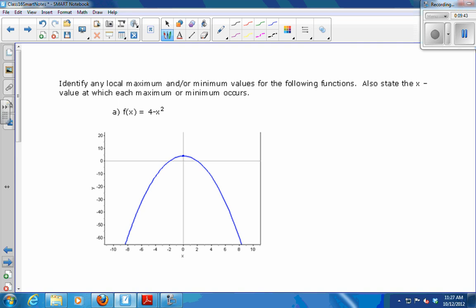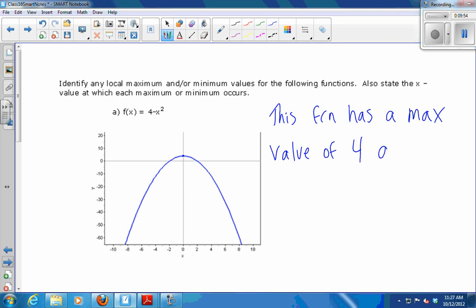So this function has a maximum value of 4 at x equals 0. It's very tempting to just write there's a maximum at 0, 4, right? And give the point, because all the information is right there in the point, but you have to separate it between the value and where it happens.